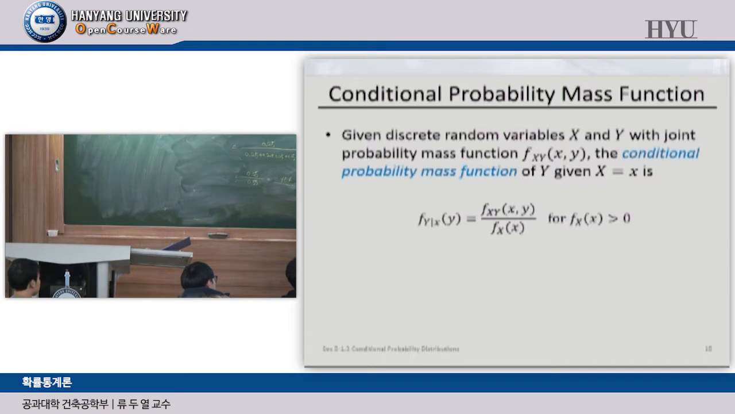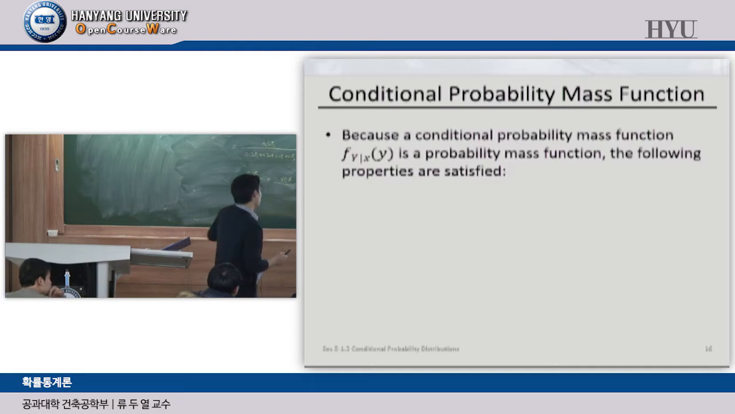The conditional probability of y given small x, when x is equal to small x, okay? And this is the conditional probability mass function of large Y given x is equal to small x, okay? So based on this equation, we can simply calculate the problem.